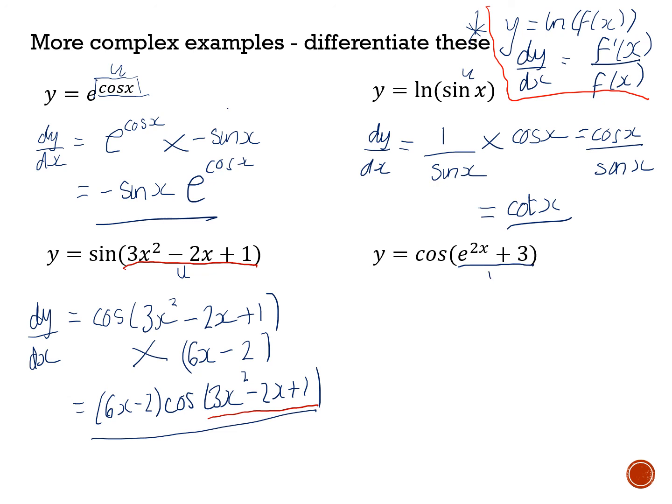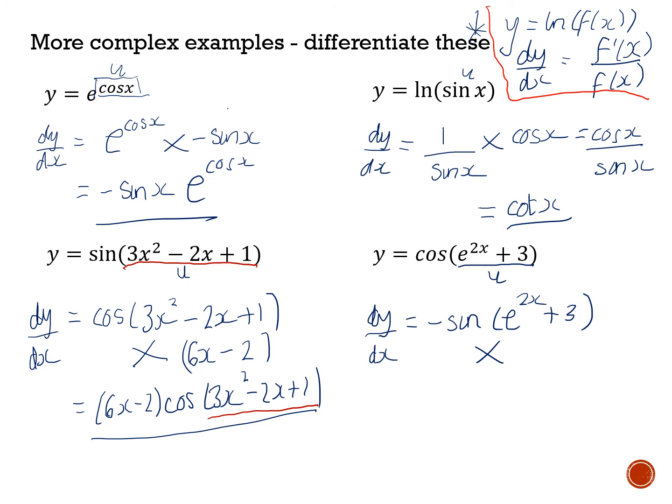This is going to be my u, so it's cos of u. So straight into my chain rule. Cos goes to minus sine. Don't change the argument. Okay, minus sine of the same thing. Big times sign. What do I times by the chain rule? I times by du dx.